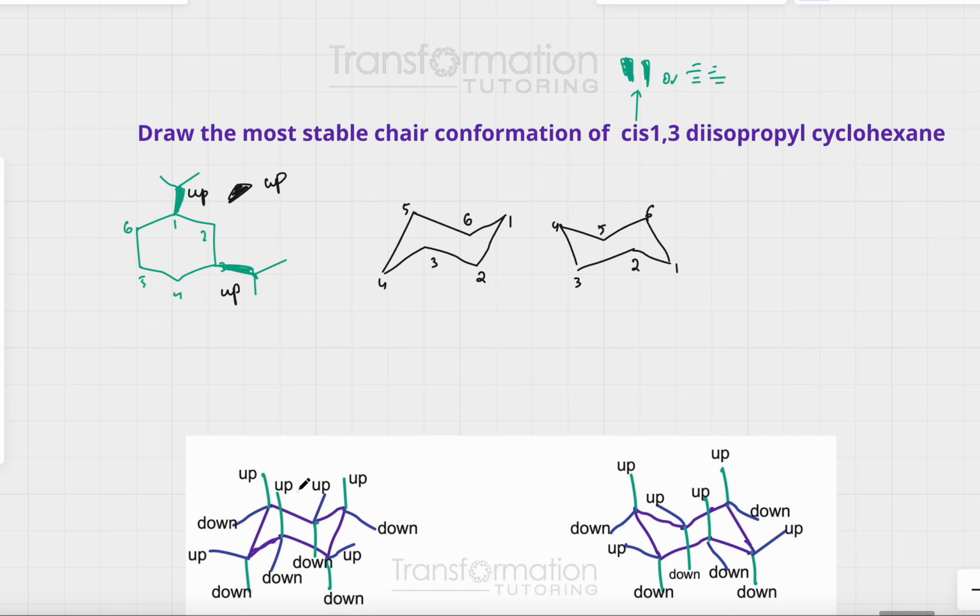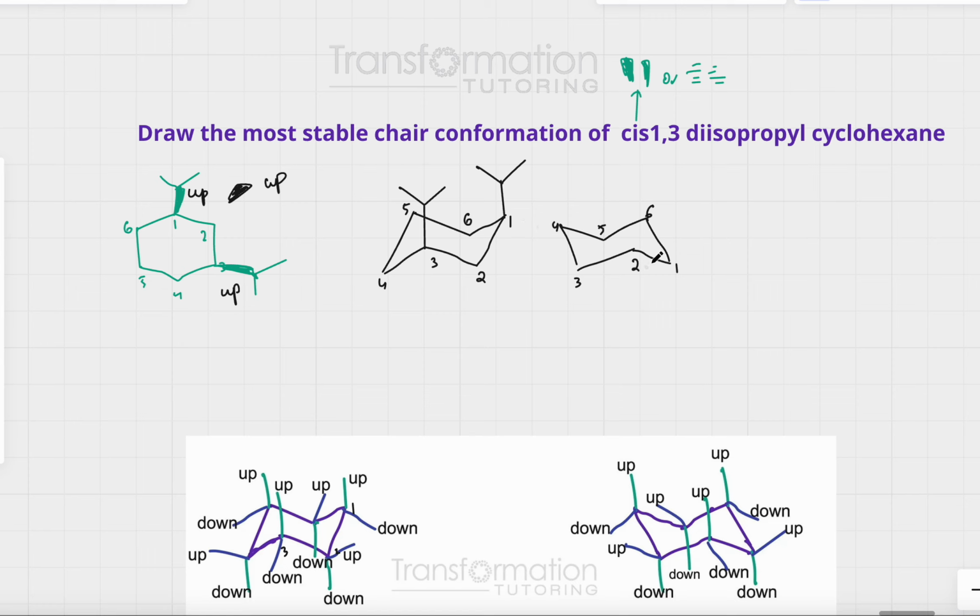And to help you remember the up and down positions, I have drawn these chairs, and I have labeled each group as up and down just to make it easier for you. So on carbon number 1, my group is up. This is my carbon number 1 here. Up is straight up. So I'm going to put my isopropyl group straight up. On carbon number 3, I also have up. 1, 2, 3. Carbon number 3 up is straight up as well.